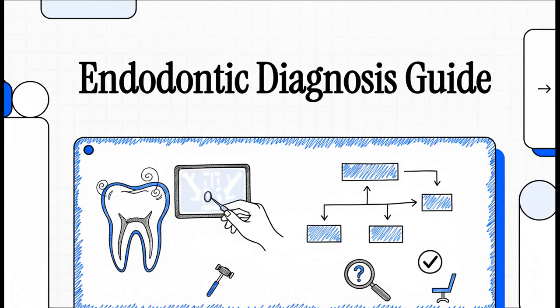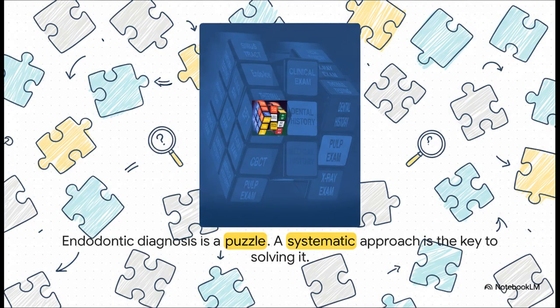So, let's dive in. I want you to think about endodontic diagnosis like you're solving a jigsaw puzzle. You just can't make a diagnosis from one single, isolated piece of information, right? The patient's history, the clinical exam, pulp testing, the x-rays, every single one is a critical clue. And it's only when we put them all together that we get to see the full picture.